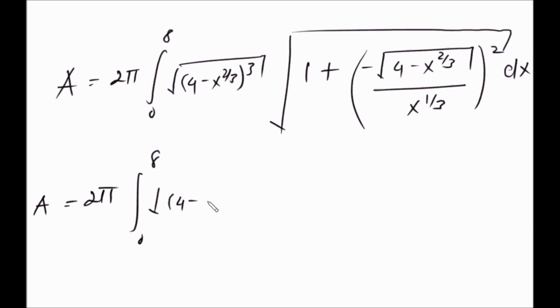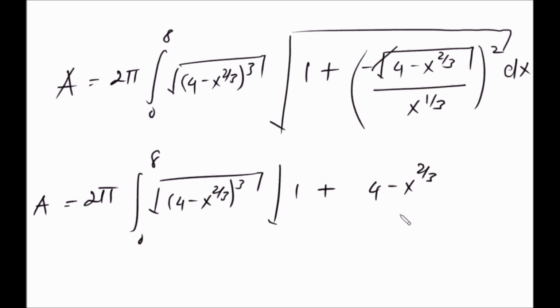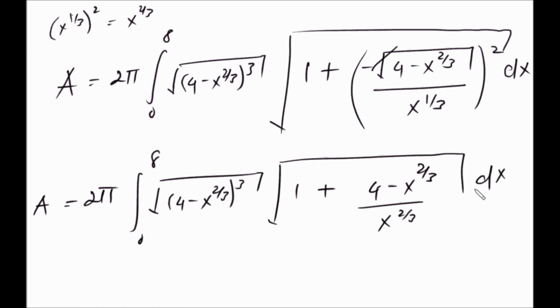So here we have 4 minus x power 2 over 3 cube. And then here we have 1 plus, so negative and negative positive kisquare. Na square root pia inaondoka. Kwa hiyo tutabaki na 4 minus x power 2 over 3. Alafu nikisquare hii x power 1 over 3 inakuwaje? X power 1 over 3 squared. Maana 2 times 1 over 3 ni x power 2 over 3. Kwa hiyo chini nabaki na x power 2 over 3 dx. Kwa hapa nina x power 2 over 3, hapa nina x power 2 over 3, na hapa nina x power 2 over 3.